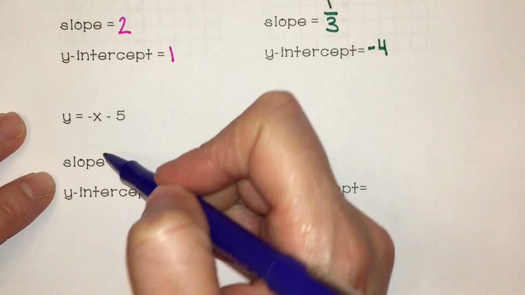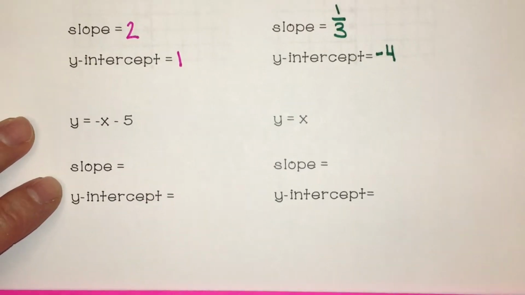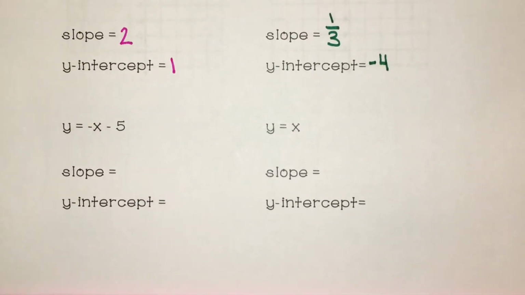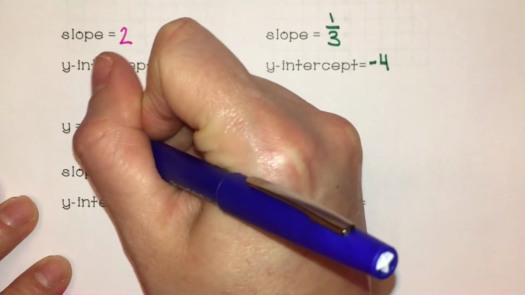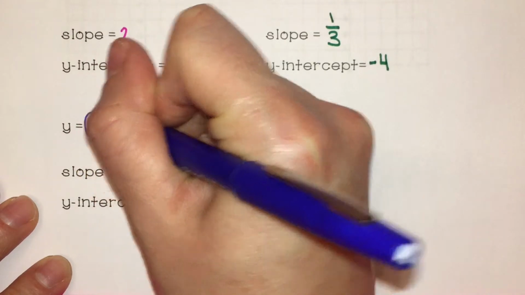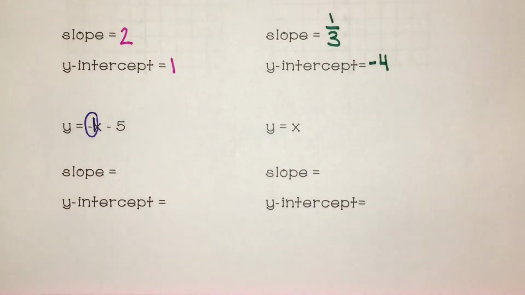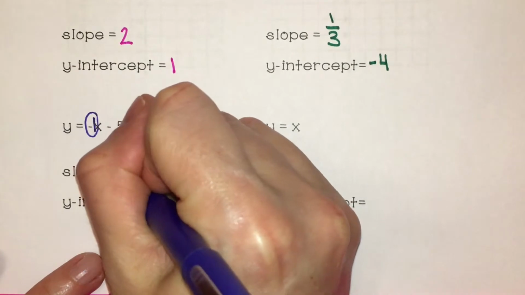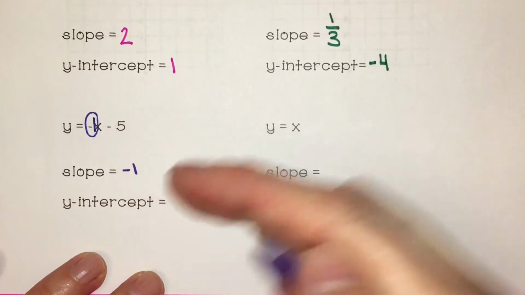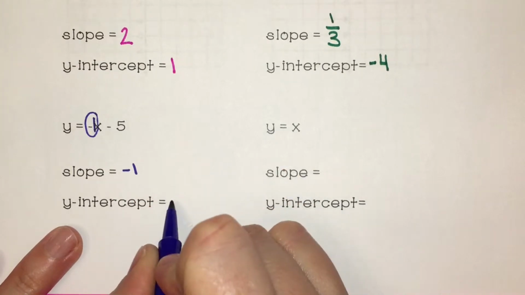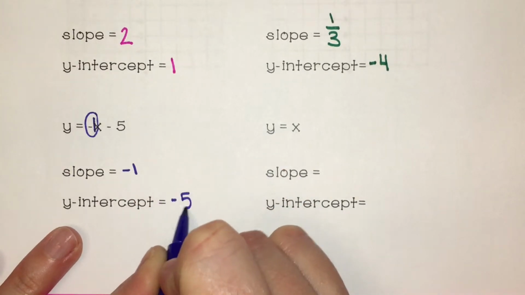So y equals -x minus 5. Okay, if you have an x there, you have at least one x. So I'm going to put a 1 in front of that x. But it is -1. So that means that the number multiplied by x is -1. What's subtracted on is 5. So we have a -5, meaning the y-intercept is -5.